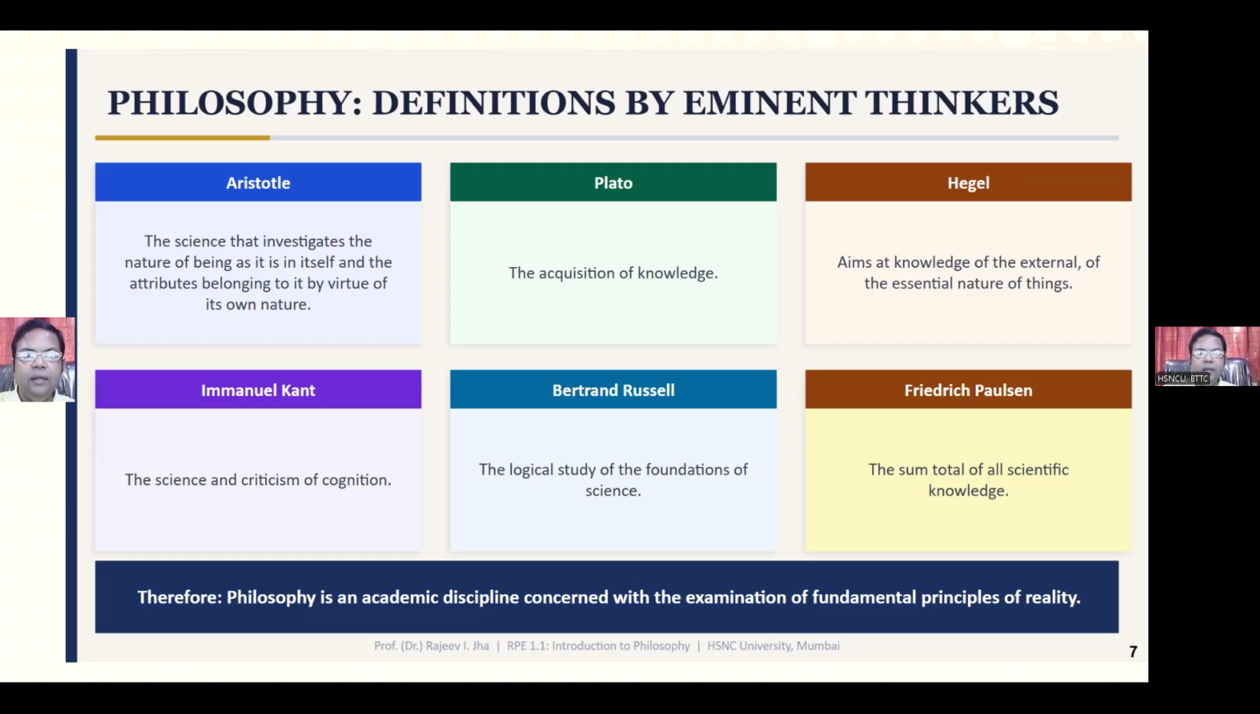Bertrand Russell took a more empirical line. Philosophy is the logical study of the foundations of science. And Paulsen saw it as the sum total of all scientific knowledge. In management, strategic thinking draws implicitly on philosophical foundations, asking not just what to do, but what kind of organization we are building and why.